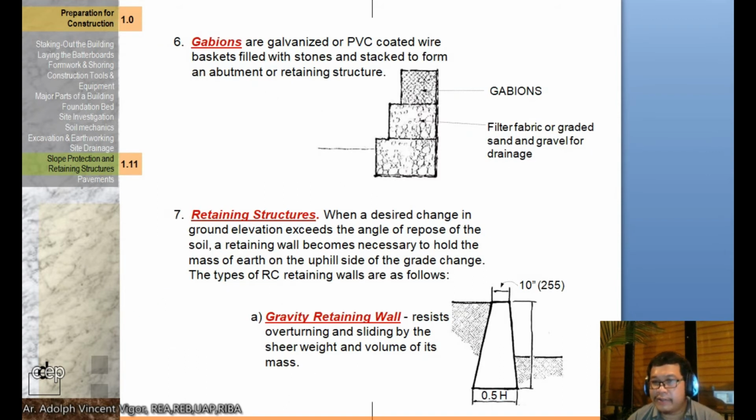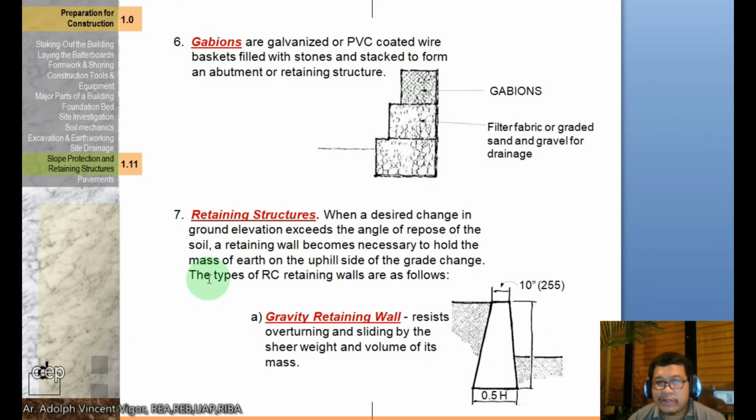Then we have the gabions, which are galvanized or PVC coated wire baskets filled with stones and stacked to form an abutment or retaining structure. So, a good example of this one, I think, if my memory is correct, is when you take a drive on the road going to the Price Hotel. So it's going to SM. If you look at the left side, if you're going to take a drive, you can see some examples of gabions being used as retaining walls.